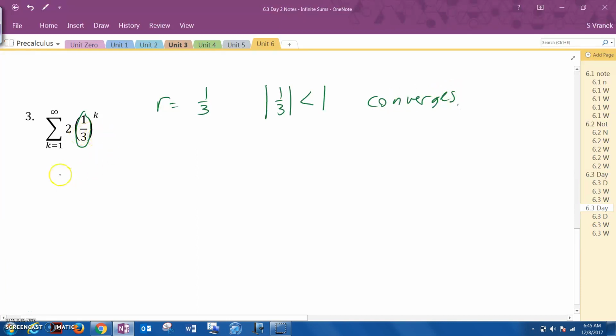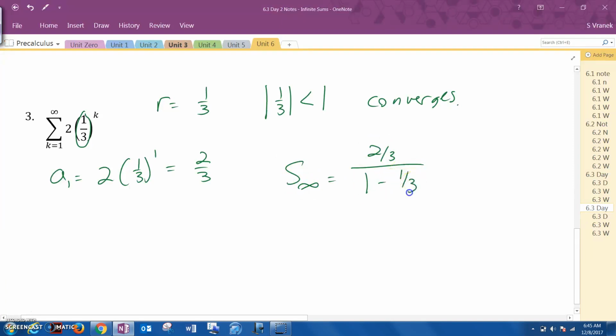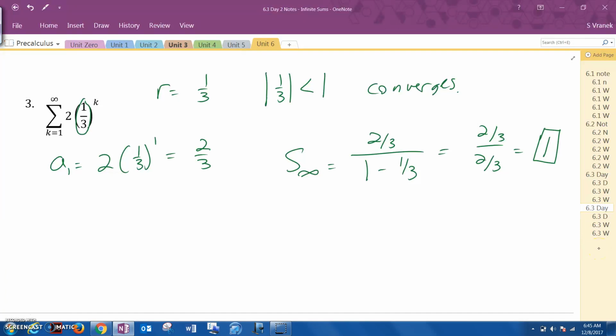We also need to know the first term. The first term is when you put, in this case, a 1 in for k. So it's 2 times 1/3 to the first power, which is 2/3. Now we can write our formula: 2/3 over 1 minus 1/3. You end up with 2/3 divided by 2/3, which everyone should know is 1. So again, if you did this summation, wrote out all the fractions, they would add up to 1 if you went off to infinity.